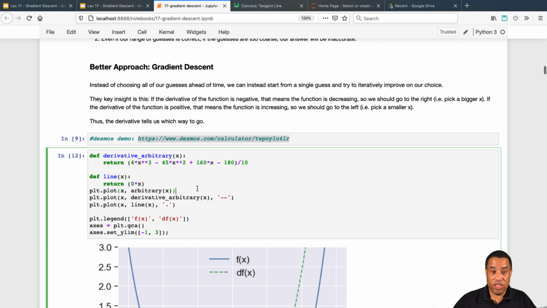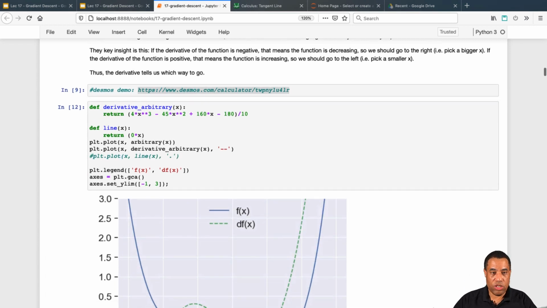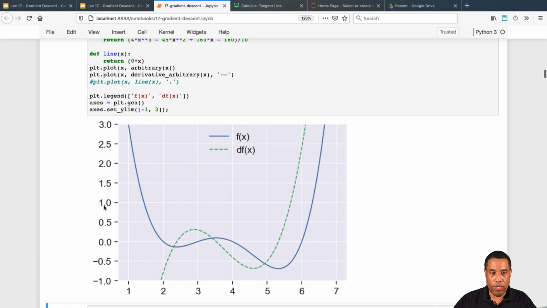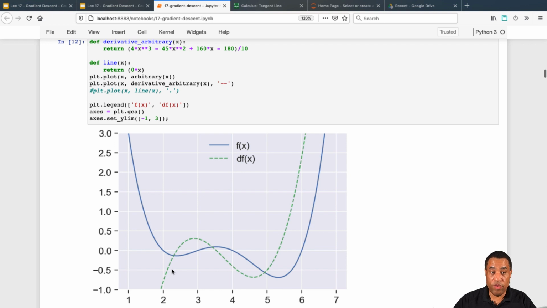So, first thing we need is to take the derivative of our arbitrary function. And what I'm going to do is plot that. So it's a little bit of an awkward plot, but basically what we have here is our original arbitrary function in blue. We have our derivative function, 4 times x cubed minus 45 times x squared plus 160 times x minus 180, which is this line here, the dashed line in green. Okay, and we can see that to the left of a local minimum, it's negative. To the right of a local minimum, it is positive.